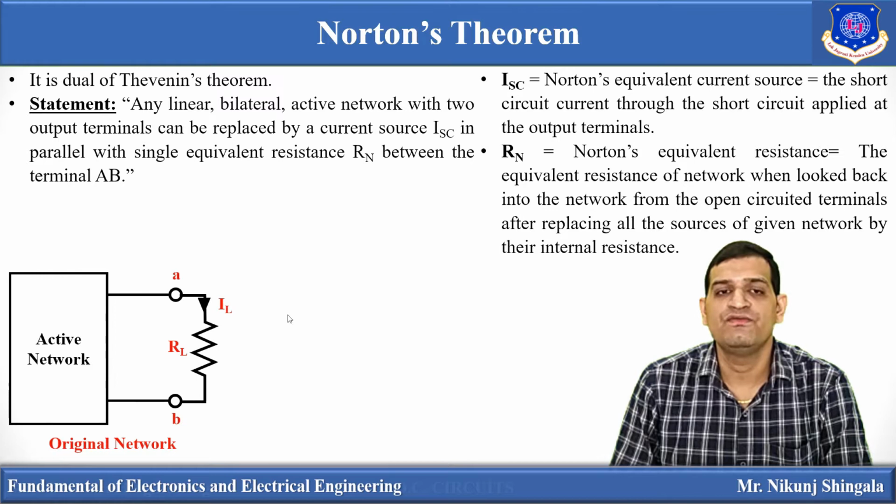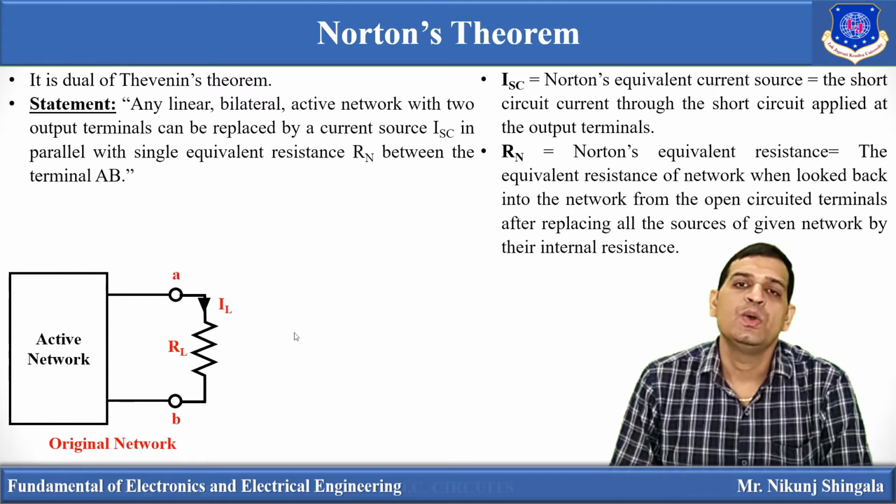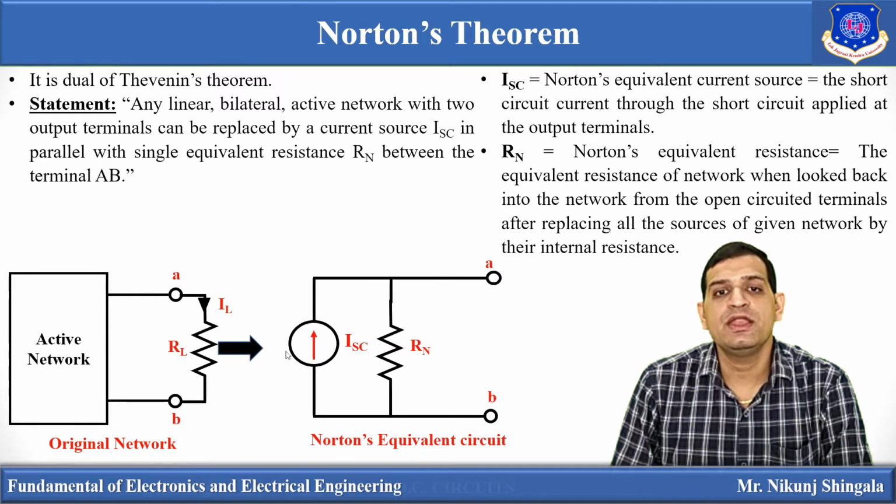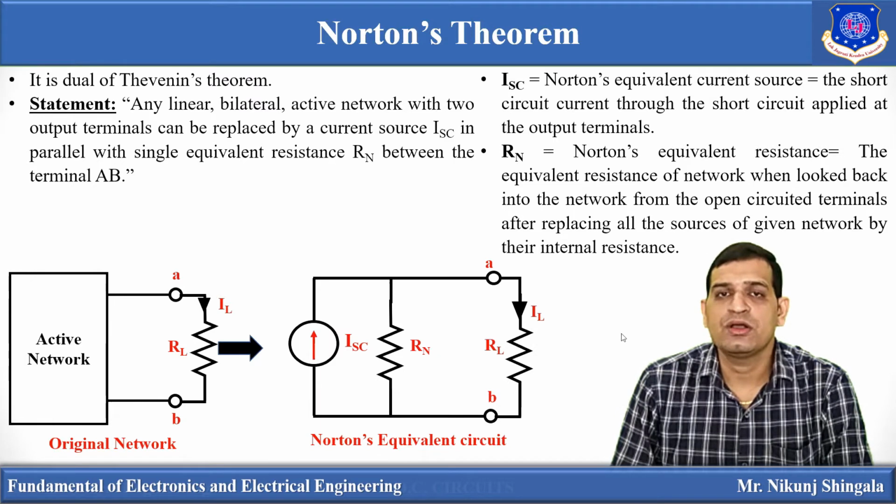Now the statement is clear if we look at this network, which consists of one block with a number of loops and one element, that is RL. So basically the network is divided into two parts: one part on the left hand side of AB and one part on the right hand side of the AB terminal. Now this network can be converted into a simple network using Norton's theorem. It can be converted into one current source in parallel with resistance Rn, and then finally connecting back the branch in which current is to be determined.